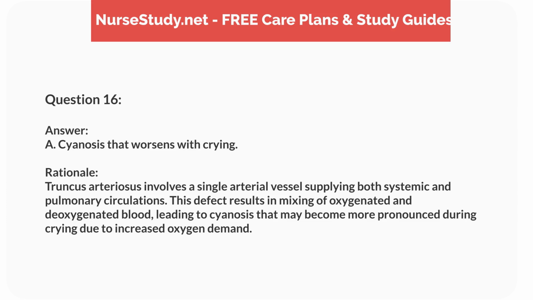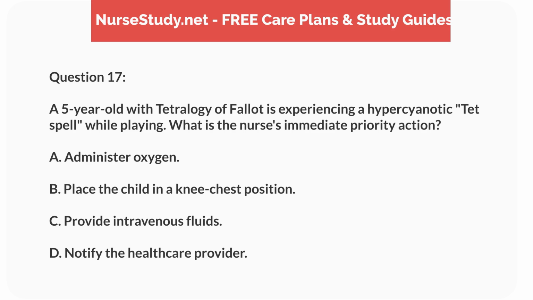Rationale: Truncus arteriosus involves a single arterial vessel supplying both systemic and pulmonary circulations. This defect results in mixing of oxygenated and deoxygenated blood, leading to cyanosis that may become more pronounced during crying due to increased oxygen demand. Question 17. A 5-year-old with Tetralogy of Fallot is experiencing a hypercyanotic TET spell while playing.